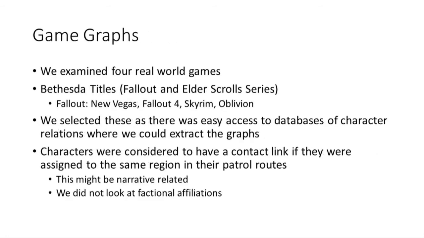In order to apply this to actual industry-used data, we examined 4 different real-world games. These were all Bethesda titles, the Fallout and Elder Scrolls series. We looked at Fallout New Vegas, Fallout 4, Skyrim, and Oblivion. We selected these as there was easy access to databases of characters' relations from which we could extract these narrative graphs. Basically, people really enjoy these games, and therefore there's lots of data as to which cells the characters go into, how the mods work. Basically, it was a great repository.